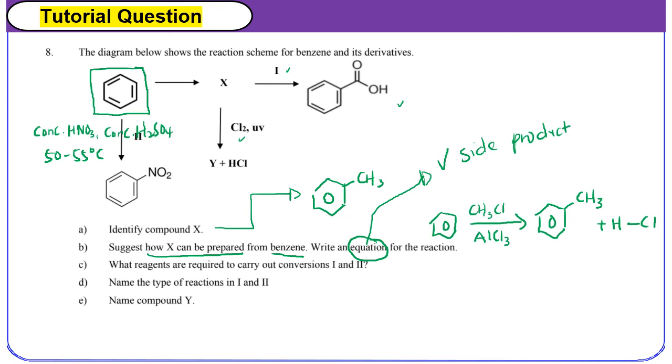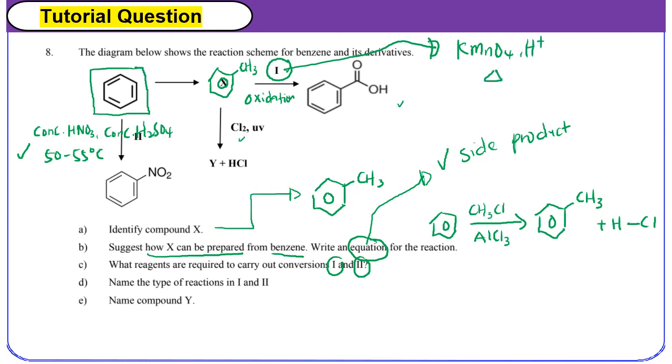What reagents are required to carry out conversion 1 and 2? So 2 we already discussed, and then 1, since this is the alkylbenzene, methyl benzene, so undergo oxidation to form benzoic acid. Therefore, the reagent 1 will be the hot acidified KMnO4.